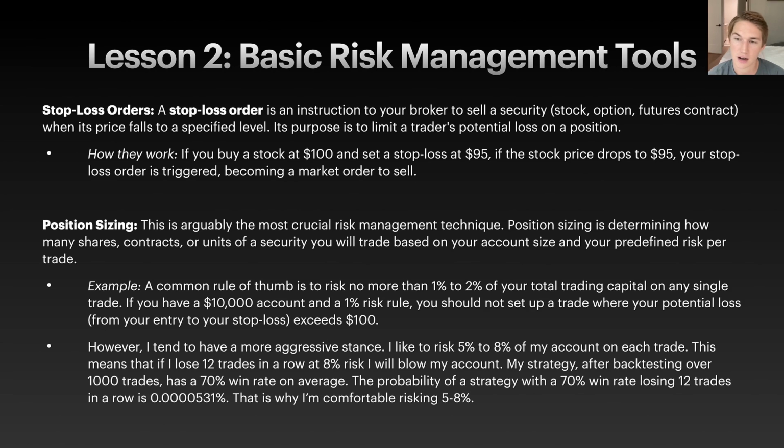But my strategy, after backtesting over 1,000 trades, has about a 70% win rate. So the probability of a strategy with a 70% win rate losing 12 trades in a row is 0.000000531%. So that's really, really small, and that is why I'm comfortable risking 5 to 8% per trade instead of the common rule of thumb of 1 to 2%.